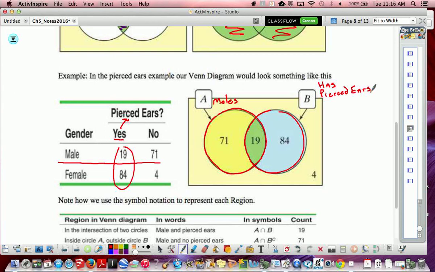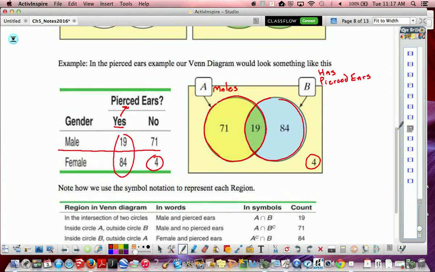Now you might be going, well, where are the females? Where are the people that don't have pierced ears? Okay? They are basically outside the circles that correspond to either males or has pierced ears. Okay? So what you'll start to notice is, like for instance, this 4 is actually outside both circles because they are not a male. So if they're not in this circle, they must be female. If they're not in this entire circle, they don't have pierced ears. Okay? Hence why these 4 would be females that do not have pierced ears, or not males without pierced ears.